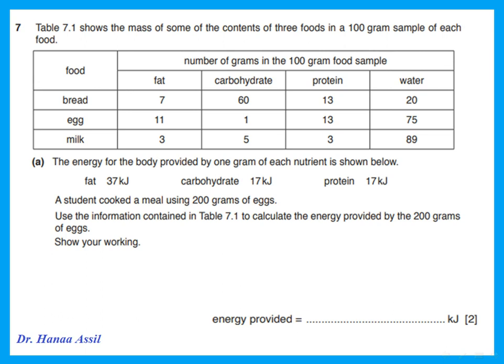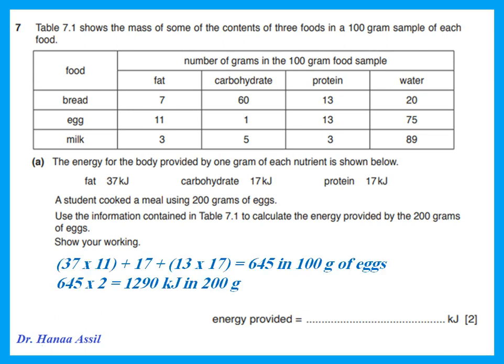A student cooked a meal using 200 grams of eggs. Use the information in the table to calculate the energy provided by the 200 grams of eggs. Remember that the information in the table is number of grams in 100 grams of the food. So I have 200 grams of eggs, so I will have twice these number of grams of fat and carbohydrate and proteins. And each gram will give this amount of energy that he gives me.